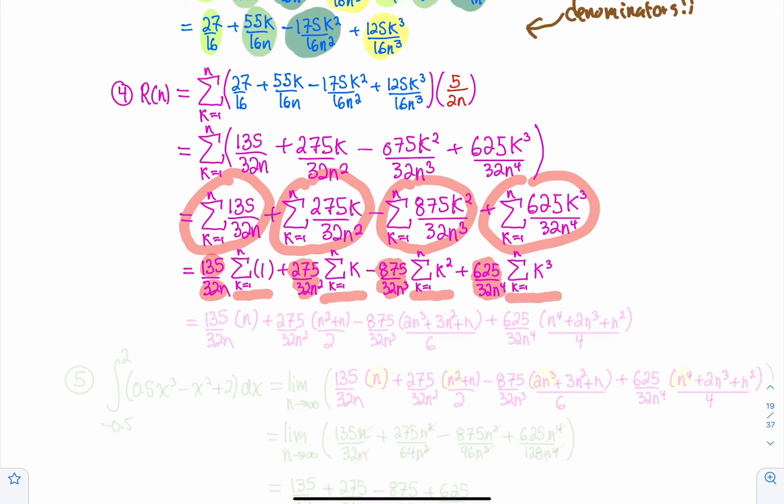Here the idea now is that we have 4 summations. You're summing 1 n times, you're summing k from 1 to n, you're summing k squared from 1 to n, and you're summing k cubed from 1 to n. We have ways to get rid of those sigmas now using the Star Theorem.